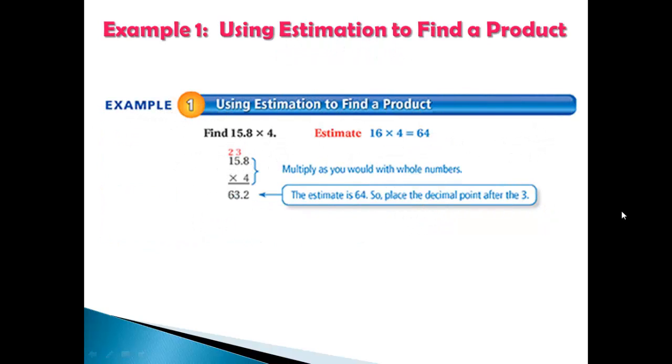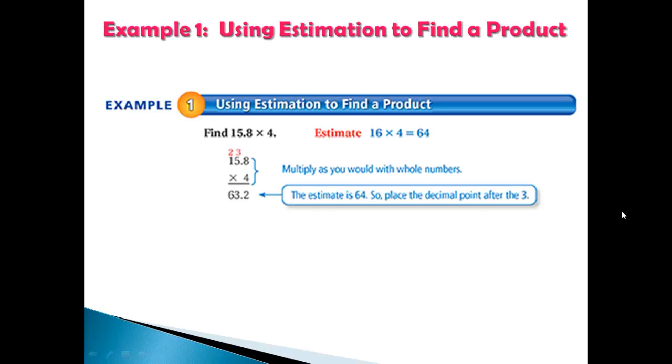For our first example, we're using estimation to find a product. We want to find 15 and 8/10 times 4. If we estimate, this would be 16 times 4, or 64. Now we're going to multiply 15 and 8/10 times 4.